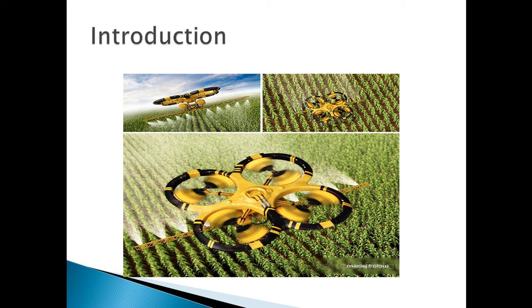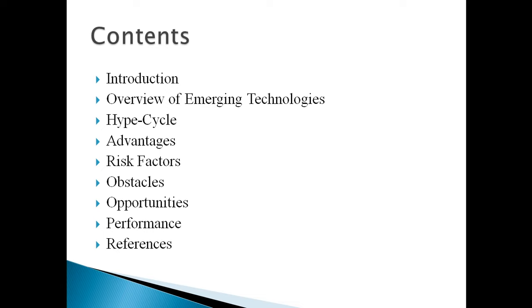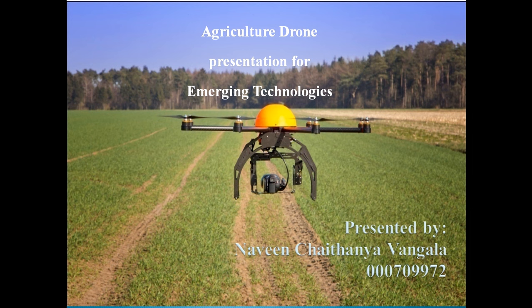In my first slide, I have shown some images of the agriculture drone because many of them don't know. So I would like to say a few things about this. Actually, it is like a flight, like a helicopter or something like that. It has wings and it carries a small camera, which shoots the whole field. This is about the agriculture drone.